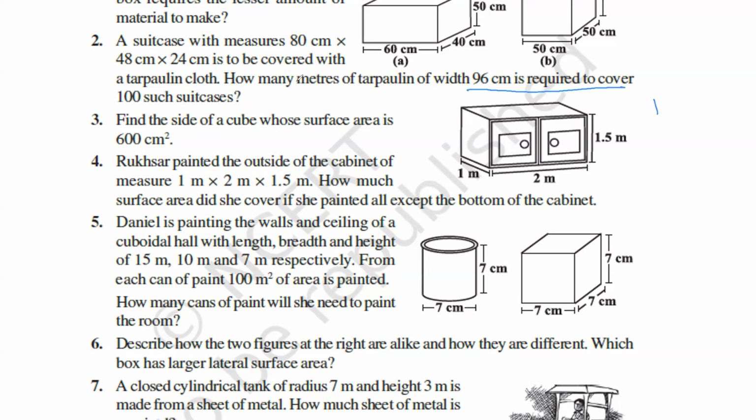Yes, but first we'll find how many meters of tarpaulin we require. Then we multiply with 100. Do you agree with me? First I'm finding for one, then multiplying with 100 instead of finding for 100 things. If you multiply 100 initially, it will increase the calculation part. That's why I'm not doing that. Next, try the third question, fourth question, and fifth question. We'll see the remaining two more.